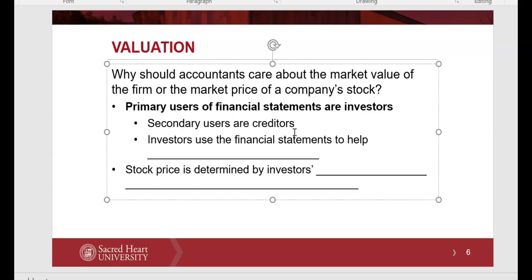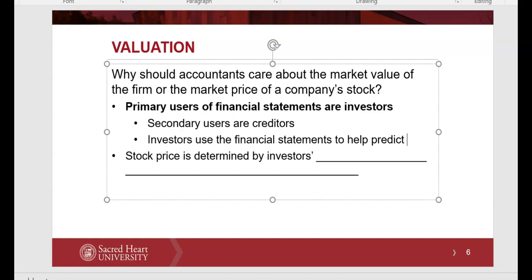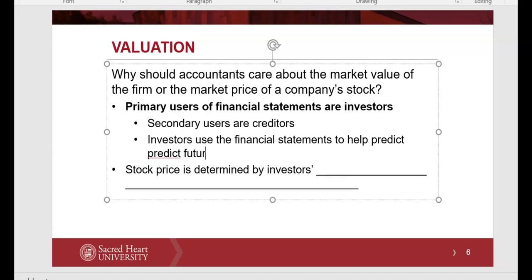But most people are interested in the financial statements so that they can have an indication of how that company is going to perform in the future, and how they should invest their money based on this company's historic performance. Investors use the financial statements to help predict future performance. And stock price is determined by investors' expectations.